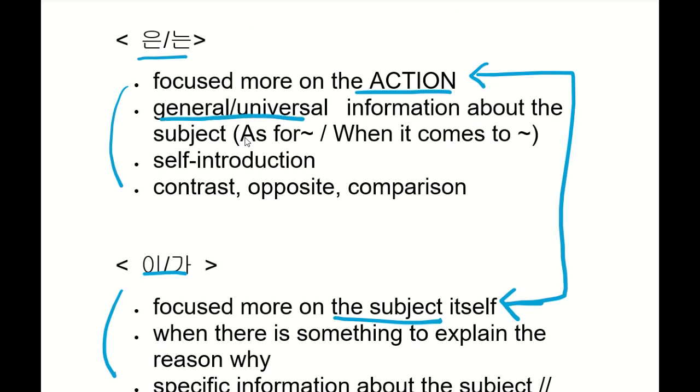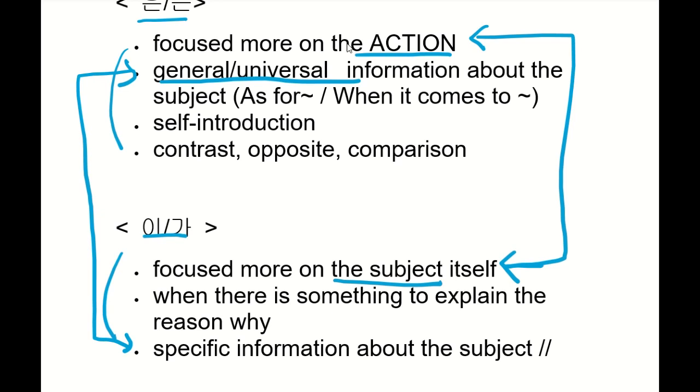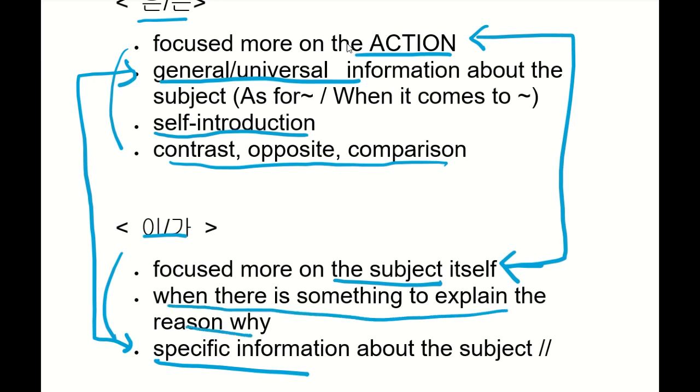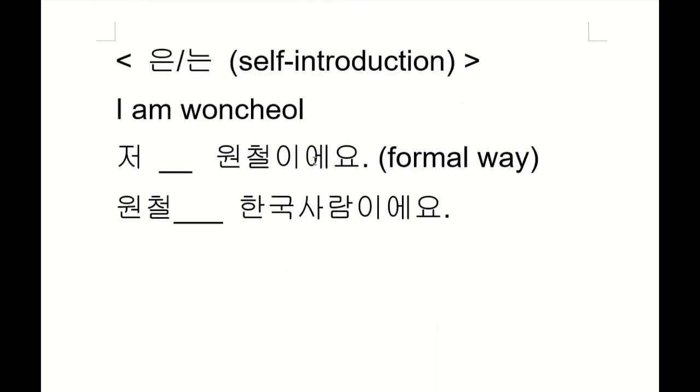은는 is for general, universal information here, but 이가 is for specific information about the subject. And 은는 is also used when it's about self-introduction, like my job, my name, okay? Or contrast, opposite, comparison. But 이가 is used when there is something to explain the reason why. Okay. Let's have a look at some examples.